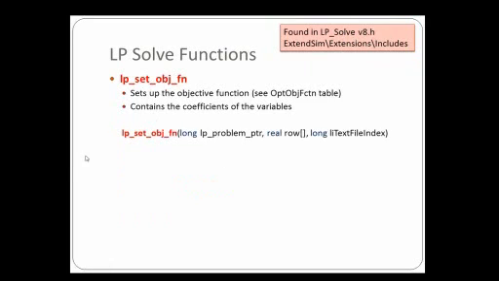So for example, setting up the objective function, we tell it the problem that we're working with. That's a pointer to the DLL. And then we pass it an array, the row array. So if you recall, the objective function was a column of data that had the variable name in it and its objective function coefficient. So that row array here in the middle tells us what the coefficient is for all of your decision variables.